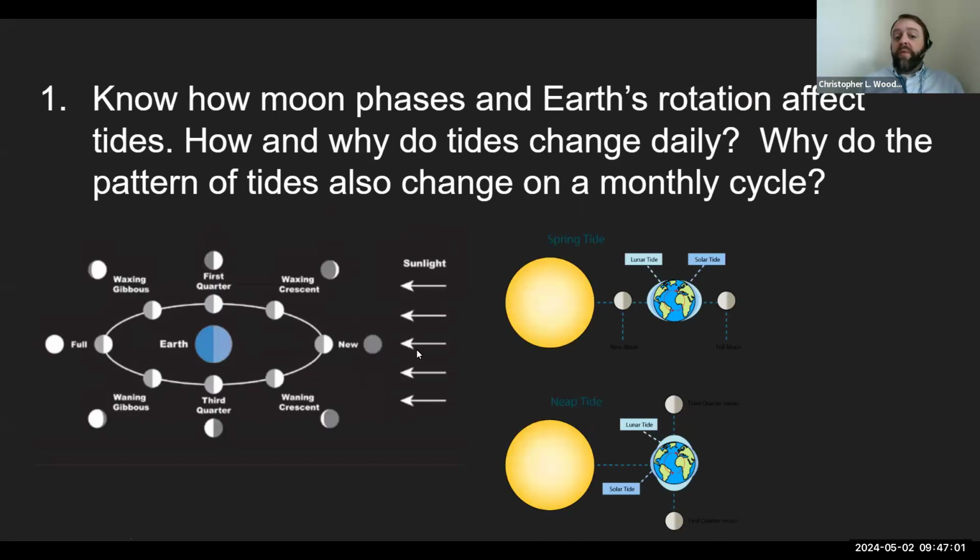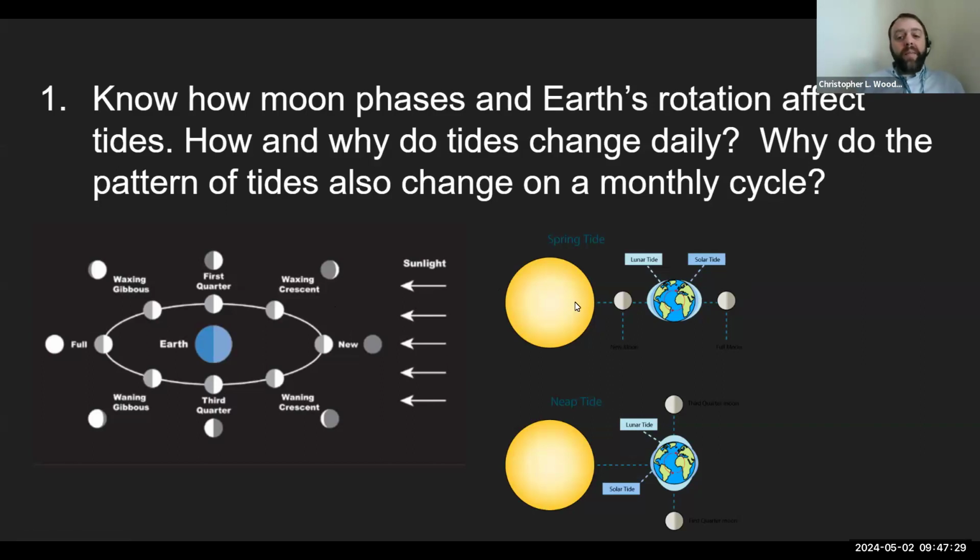So first off, know your moon phases. Going from new moon to waxing crescent, first quarter, waxing gibbous, full, waning gibbous, third quarter, waning crescent, back to new. The reason for this is the moon's revolution around the Earth. Tides are caused primarily by the moon's gravity, but also the sun. So high tide will always be towards the moon because the Earth rotates 24 hours a day. You have two highs, two lows.